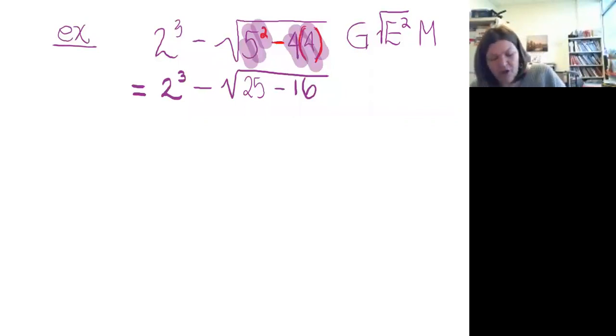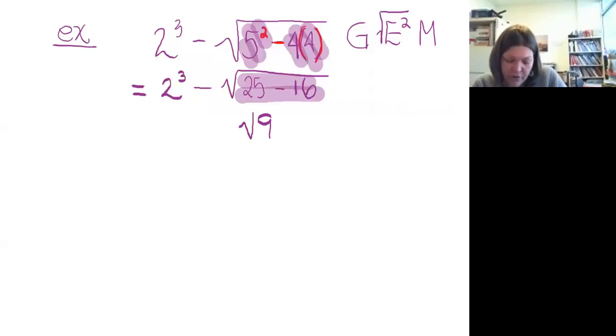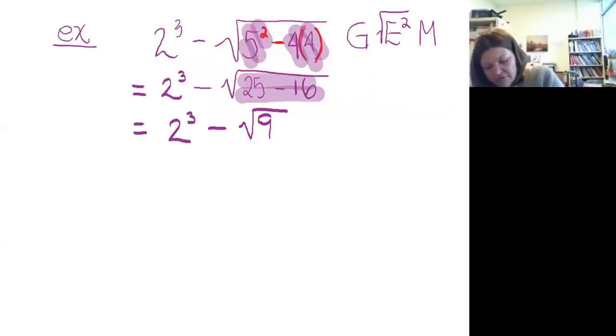And I'm going to keep on working on my groupings. So like we said, we have to finish our groupings in our problem before we do anything else. So I'll do that now. 25 minus 16 is 9. Okay. I have not used my square root. It is still here. I have not used my minus. It is still here. And I have not used my 2 cubed. It is still there. So now I've finished the groupings in this problem, done with all the groupings.